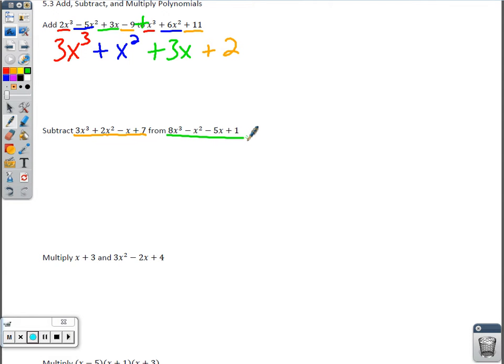If I say subtract 2 from 5, that means take 5 and subtract 2. So if I say subtract the orange polynomial from the green polynomial, we're going to take the green polynomial, 8x cubed minus x squared minus 5x plus 1, and we're going to subtract from that the orange one. And we need to make sure to put this in parentheses because we need to subtract the entire polynomial.